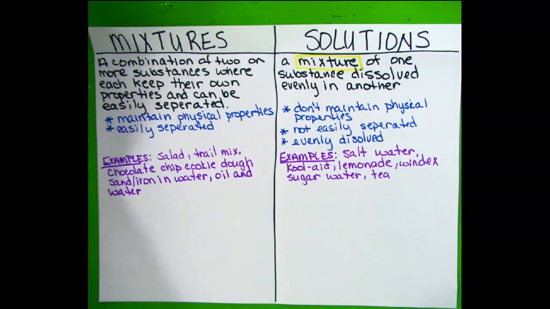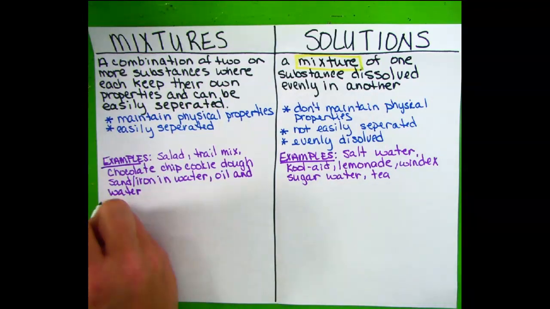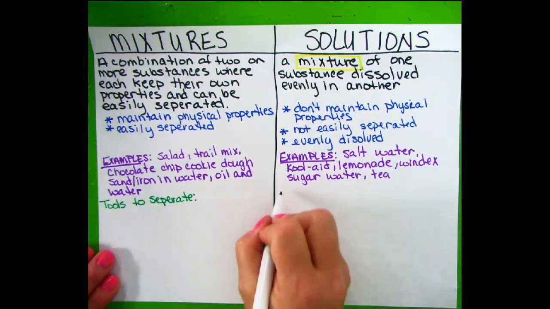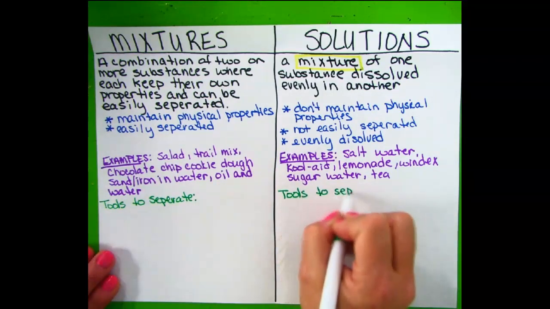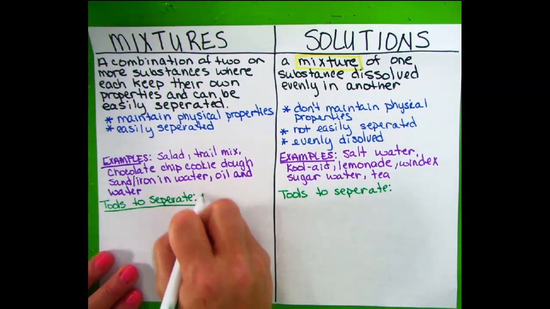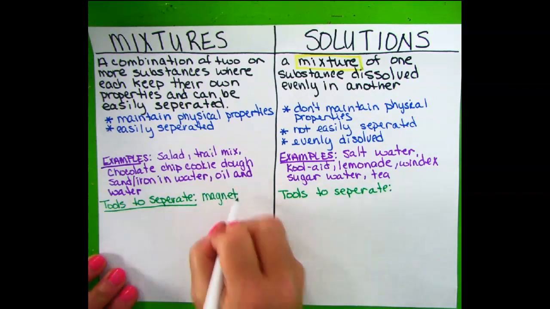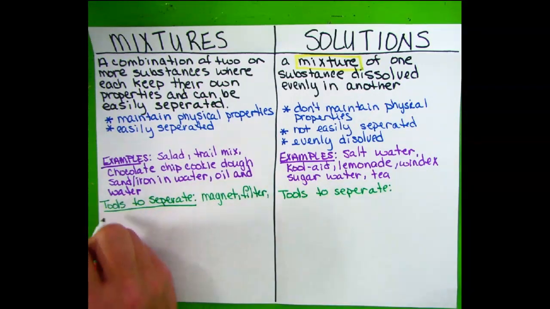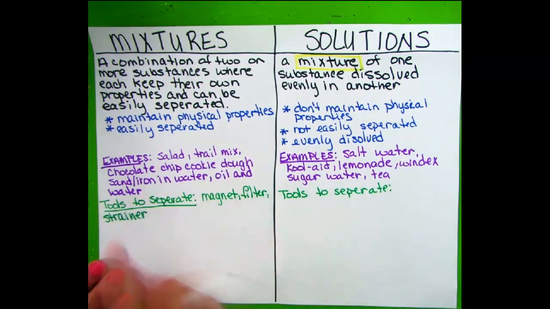All right, the next thing we are going to talk about is tools for separating. So tools to separate mixtures might be a magnet, a filter. Like you could probably filter out the sand and the water, a strainer. I think of a strainer, like a mixture would be when you are boiling your spaghetti noodles. Oftentimes we put it in a strainer so the water runs off and we're left with the noodles. That's a mixture, so we use strainers for that.